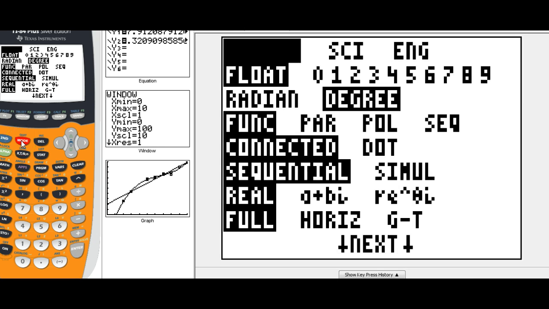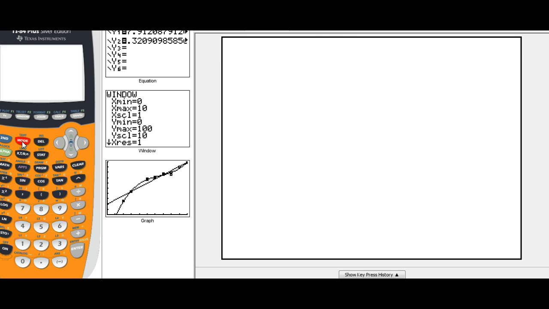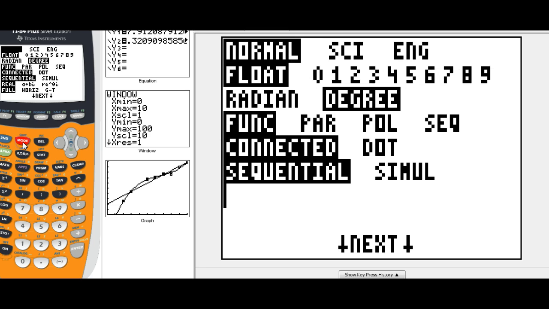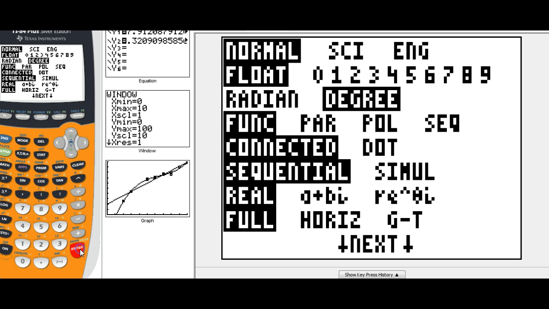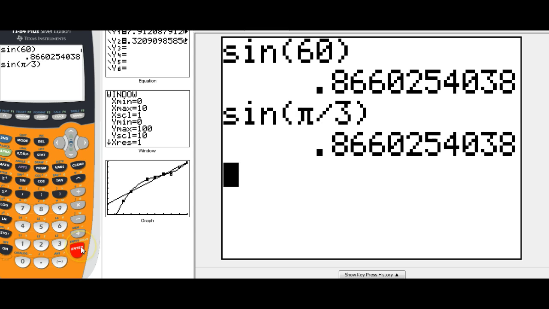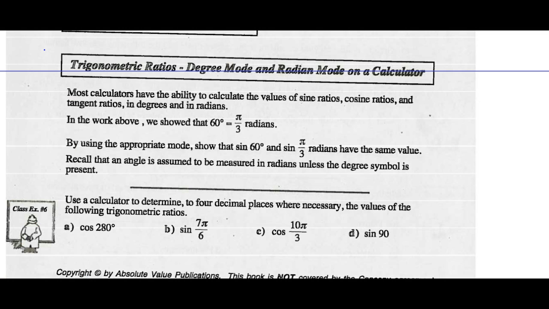So right now we are in degree mode. So let's take the sine of 60 degrees. That's 0.8660. Now let's change our mode to radians. And we were told that 60 degrees is the same as pi over 3, so we take the sine of pi divided by 3. And in radian measure, that's going to be the exact same value. All right, so they're both 0.8660. So both these values equal 0.8660.